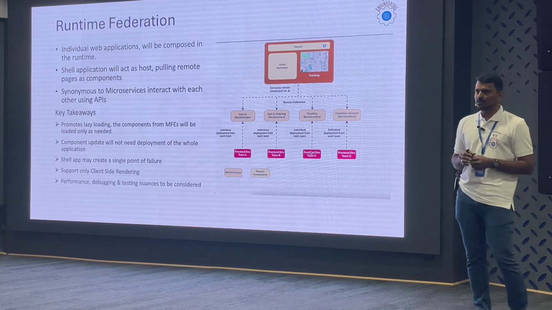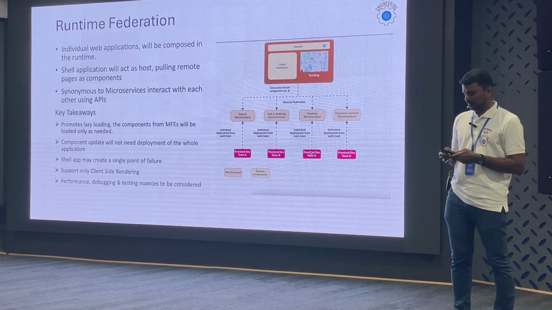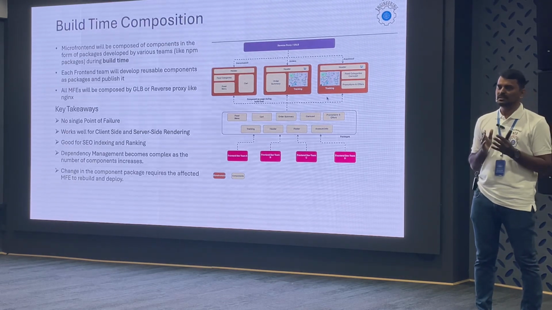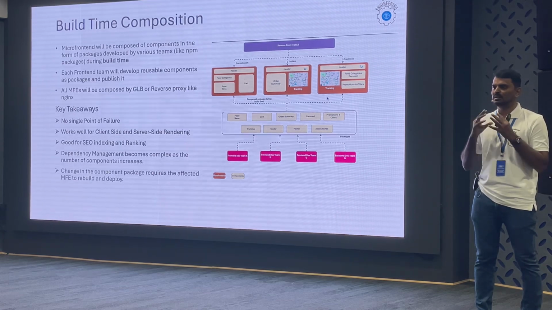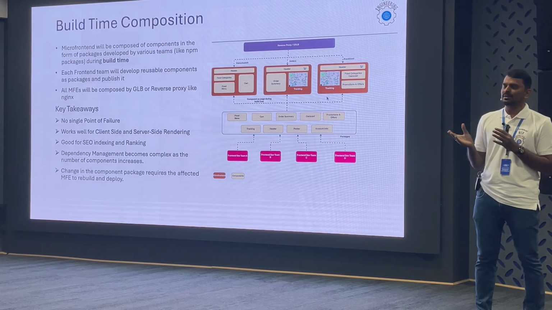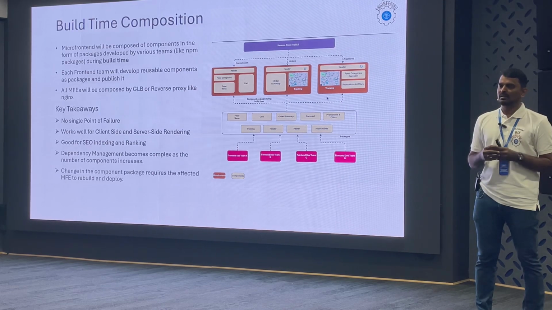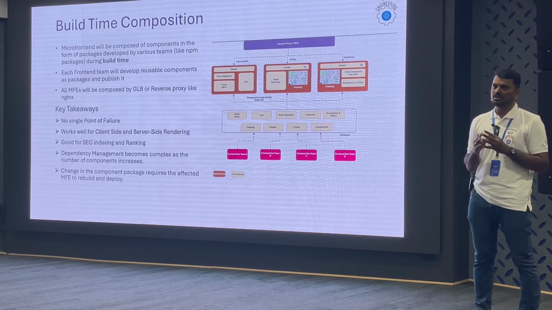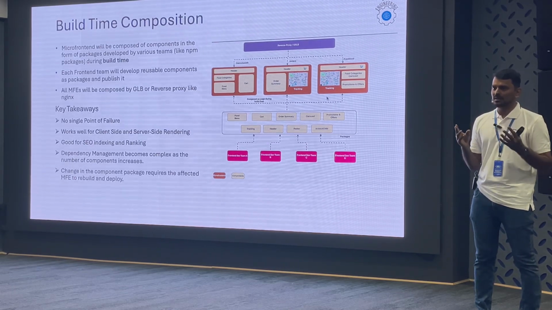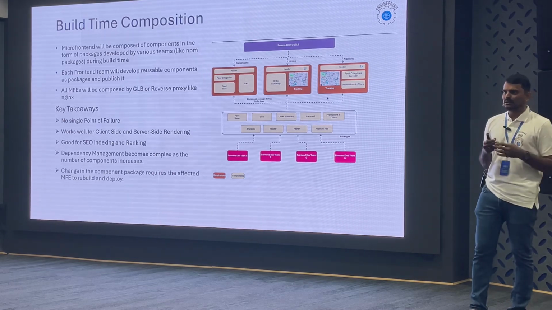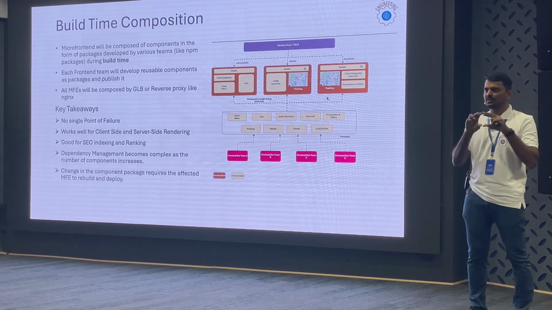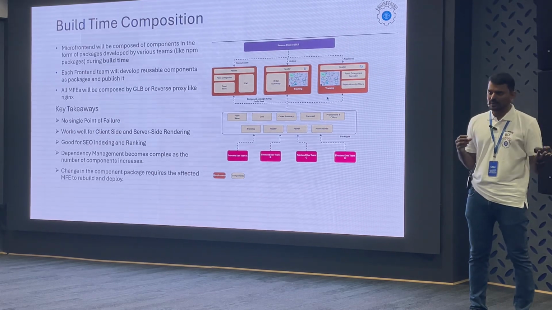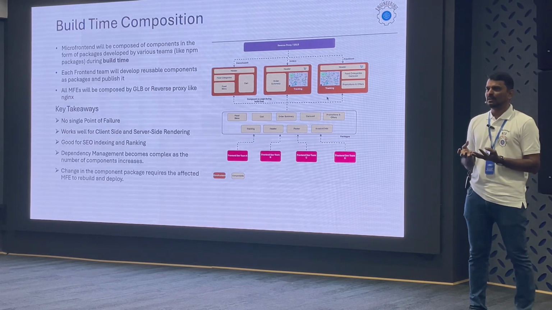Now let's get into the build time composition, right? With build time composition, the key difference is the way you share the UI components or the JavaScript components on the front end. In runtime, it is very clear that it is going to be at runtime, but with build time composition, each of the teams will be building the components that need to be reused across. You might have seen the recommendation carousels in Amazon or any other e-commerce website like Flipkart, right? You might have seen a recommendation carousel in the cart page or in the checkout page. That will be developed by a separate team, and they will publish that as an NPM package.